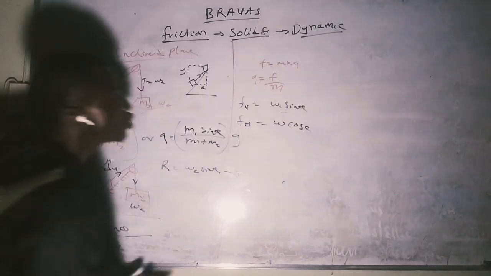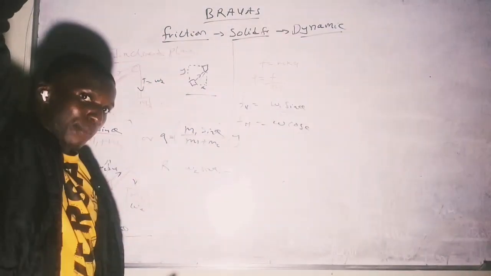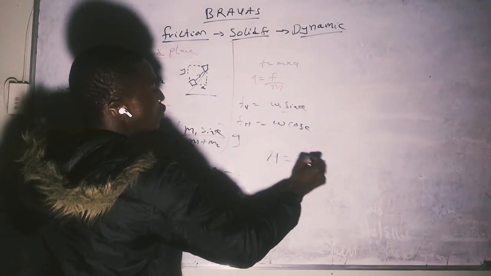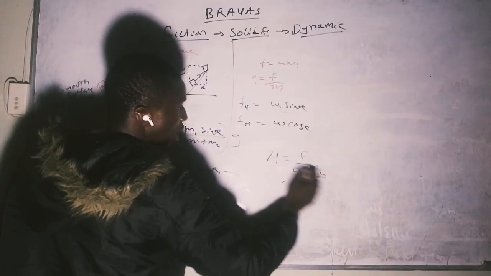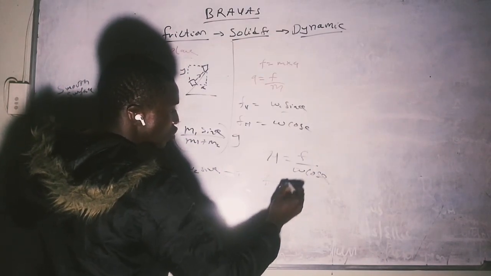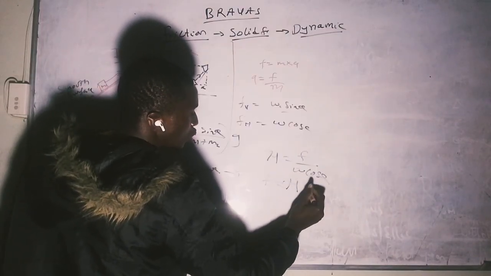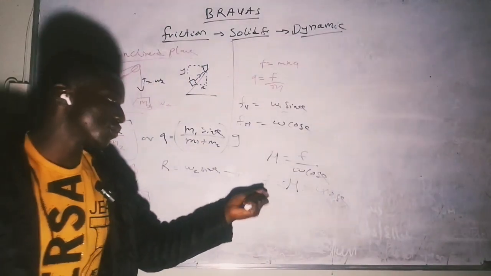What is friction? Don't forget, in inclined static solid friction, our previous video, we said coefficient of static friction equals frictional force over W cos theta. When you cross multiply, F is equal to coefficient of static friction times W cos theta. Do you get it? So this will be the formula for our frictional force.